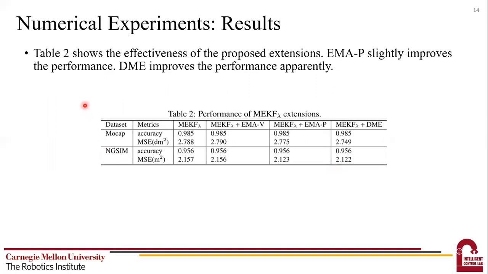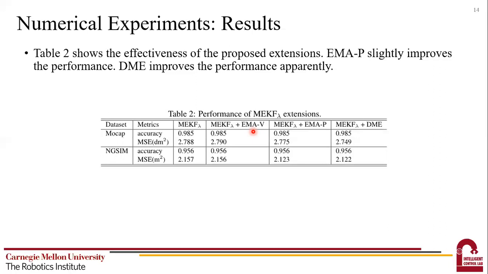We studied the effectiveness of the proposed extensions to MEKF. The results are shown in Table 2. EMAV, or momentum, barely improves the performance. Two potential reasons are, firstly, momentum does not help EKF-based optimizers. Why? The optimization step size of the EKF-based approach is already closer to optimum than that of SGD.